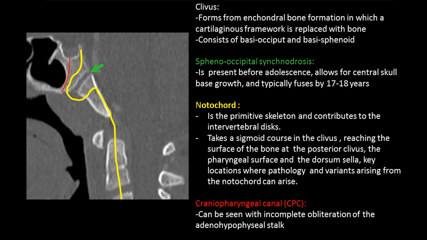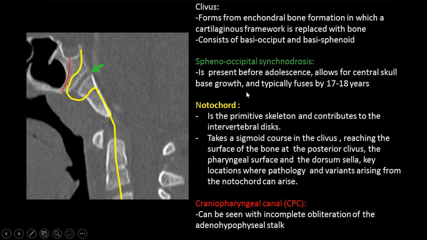It's also important to understand the development of the clivus. The clivus has two components to it. Anteriorly, the basisphenoid, and posteriorly, the basiocciput. The spheno-occipital synchondrosis, indicated by the green arrow, is normally present, contains cartilage, and allows for growth of the central skull base. It typically fuses by 17 to 18 years.